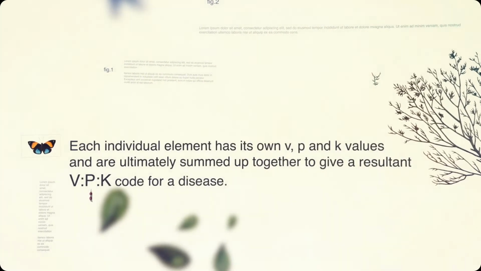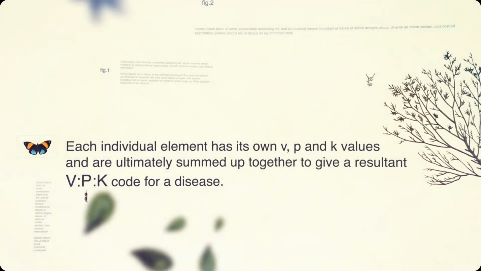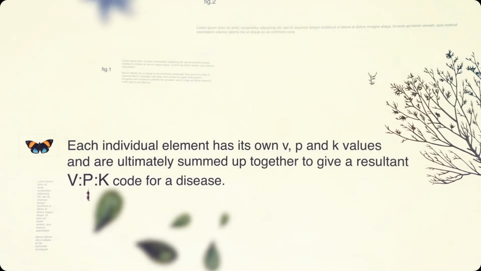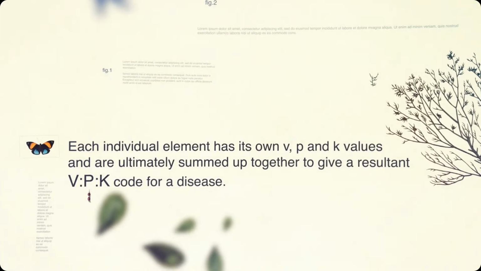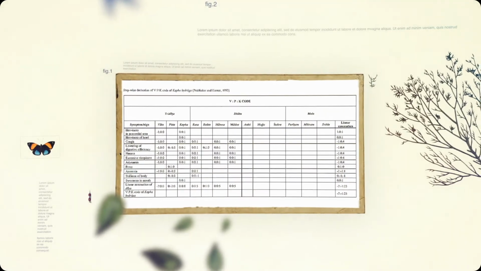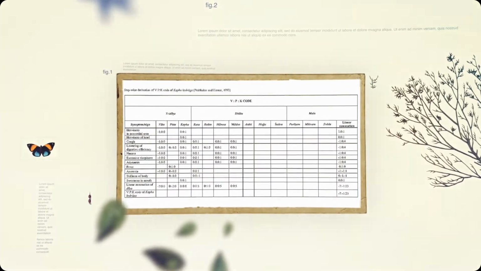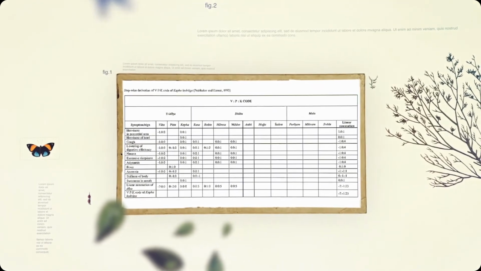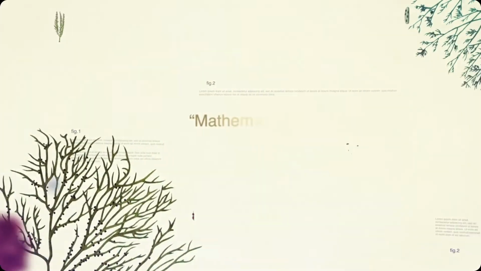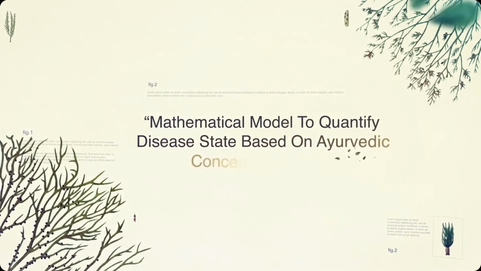Now, each individual element has its own lowercase v, p, and k values and are ultimately summed up together to give a resultant uppercase V, P, K code for a disease. This figure shows how varying values of lowercase v, p, and k values for different elements were used to diagnose kapha-dominant heart disease.